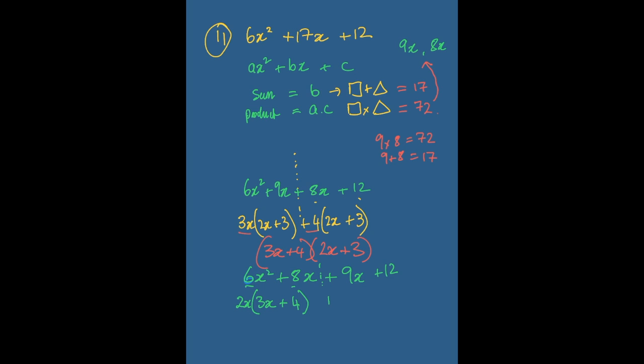Okay, and then this side 9 and 12. What can we take out of that? We can take out a 3. That leaves us with 3x plus 4. So now grouping those two together, 2x plus 3 times 3x plus 4. Is it the same? Yes, it's the same. So that's what they wanted us to know. Okay, hopefully that helps, but let me know if you need any more.